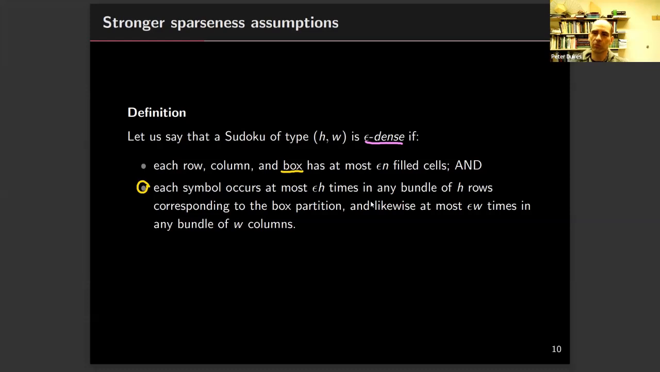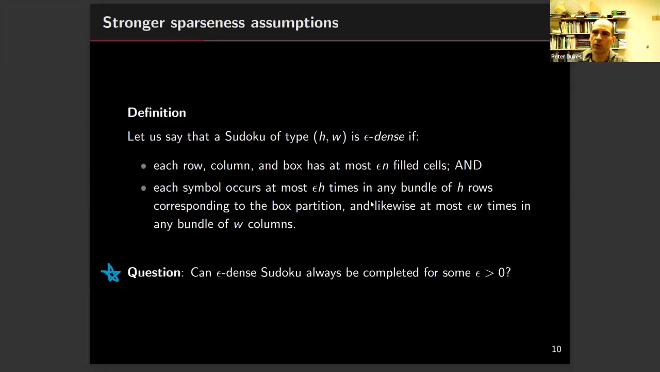But let's just say, to make our lives easier, we're going to be targeting the case of sparse partial Sudoku, in the sense that we don't want to use any row, column, or box more than epsilon n times. Epsilon we're going to think of as some small number. We're going to actually get a value for it that works in a certain weak sense. And we're going to have this bundle condition. So symbols don't occur very often in bundles, and very often is relative to the size of that bundle.